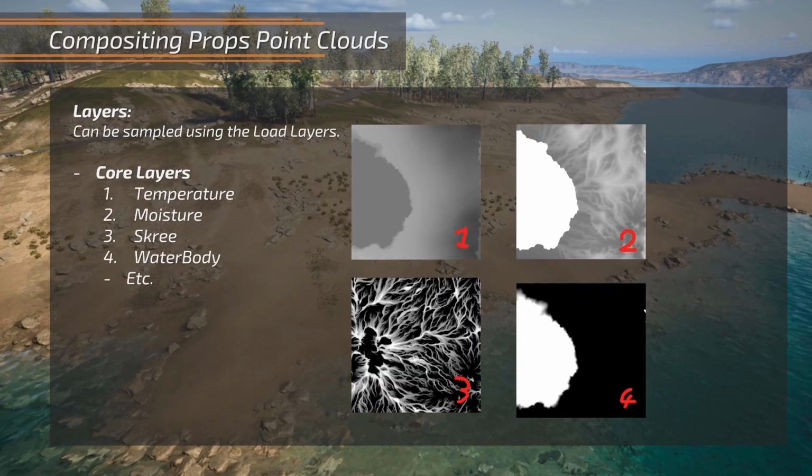For example, here's the same tile in the map, but we have a couple of different layers. Now, the first set of layers that we can actually use, created by the biome toolset, are the core layers. Core layers describe information such as temperature, such as number 1 here. We have moisture. We have the scree, which is basically sand flows in the terrain. And then we also have the water body. So we're basically looking at a lake over here and a shoreline, right?